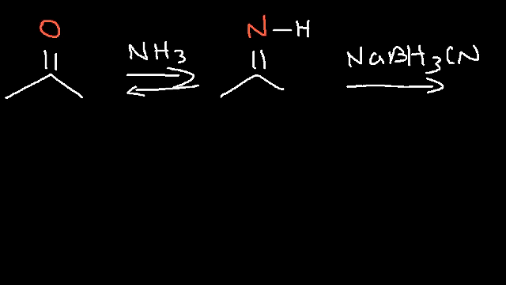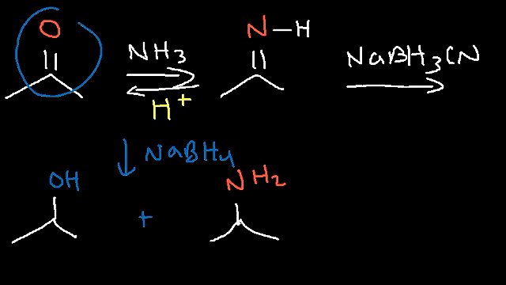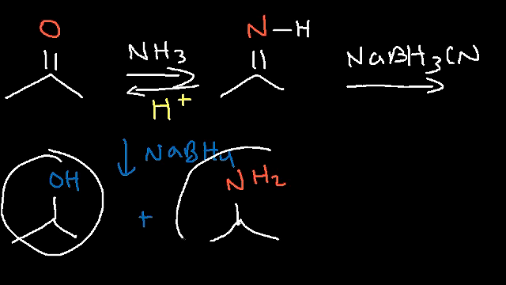This reaction, the conversion from the ketone to the imine, is reversible. NaBH4, if used, can reduce the imine into an amine, and it can reduce the ketone into an alcohol. So because both of these exist in the solution, if you were to use sodium borohydride or even lithium aluminum hydride, you're going to get a mixture of products, 2-propanol and isopropylamine.